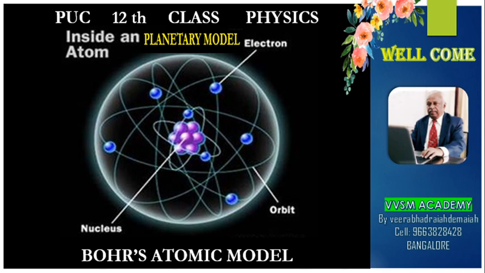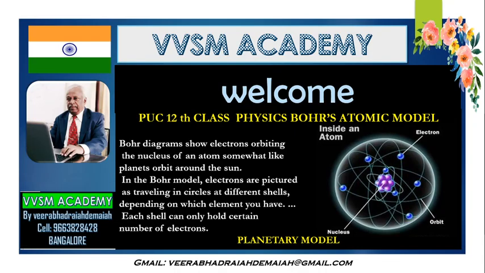PUC 12th class physics: inside a planetary model of an atom, electrons, protons and neutrons are the components in the Bohr's atomic model. Both diagrams show electrons orbiting the nucleus of an atom somewhat like a planet's orbit around the sun. It is an analogy: the way planets revolve around the sun, the same way electrons revolve around the nucleus of an atom.